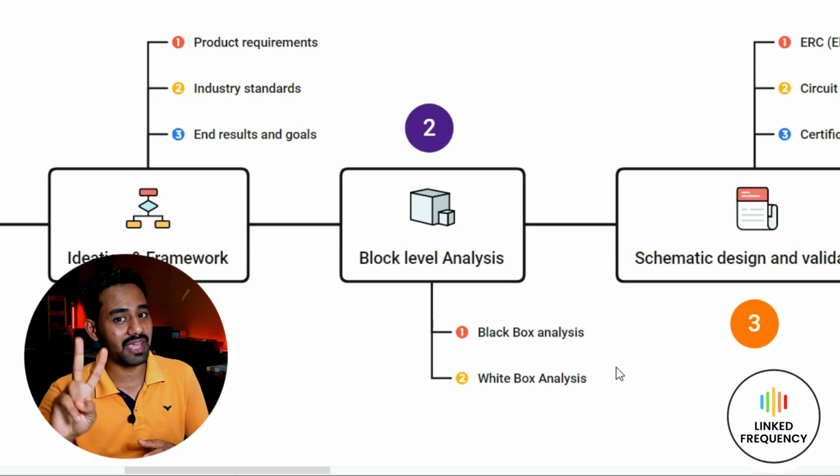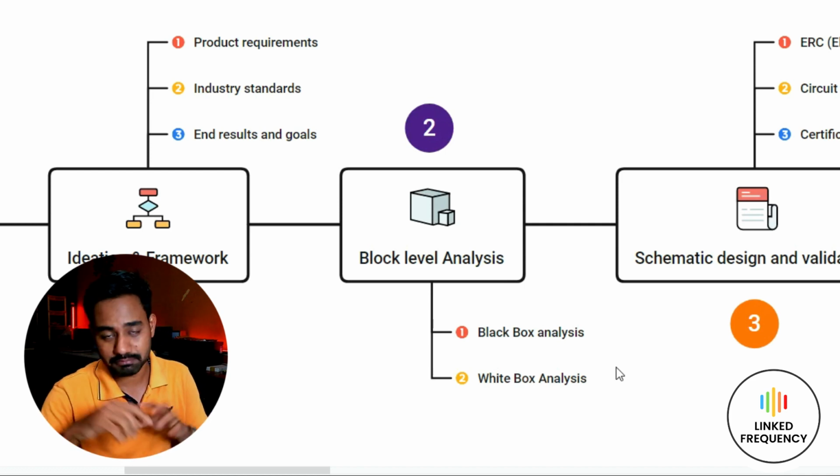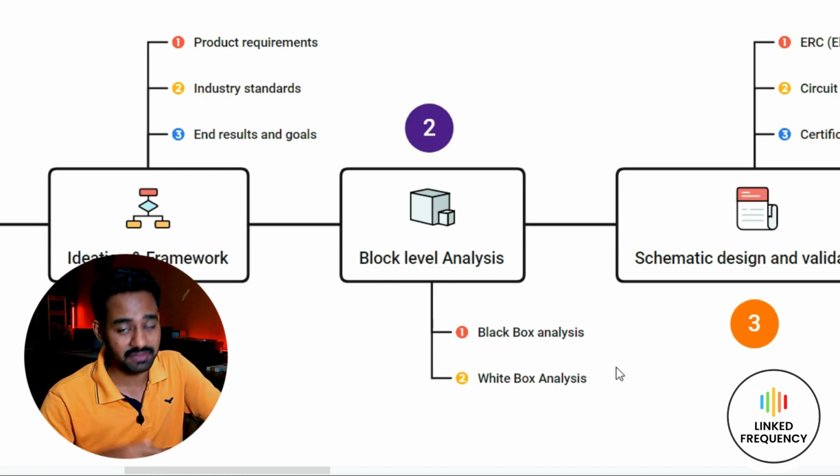So in this, again, we have two types. One is black box analysis, another one is white box analysis. Black box analysis is more about identifying the functionalities and putting them into block diagrams. Just for example, if we are adding any sensor, then we write that particular sensor name, and if we are adding a controller or a processor or a development board, then we write that particular block directly without knowing any part number or any detailed information about that particular block.